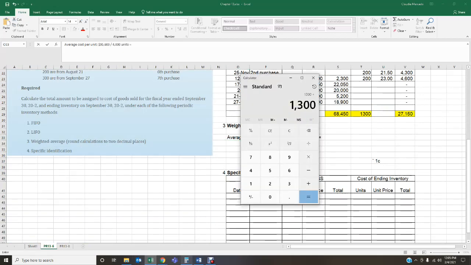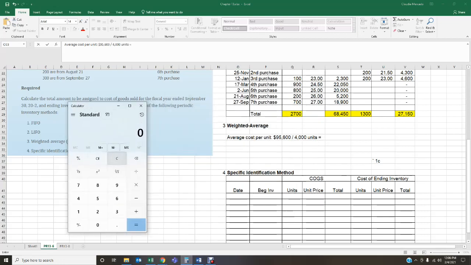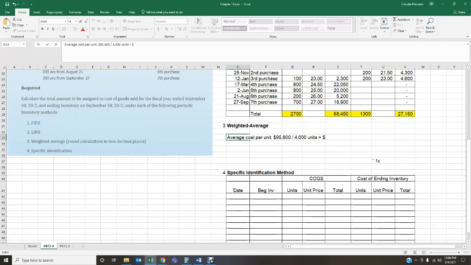That's going to equal 95,600 divided by 4,000, which is 23.90. That is the average cost per unit. Now we can calculate my ending inventory. For your ending inventory, I know that I have 1,300 units left that I have not sold, and I'm going to multiply that by $23.90.